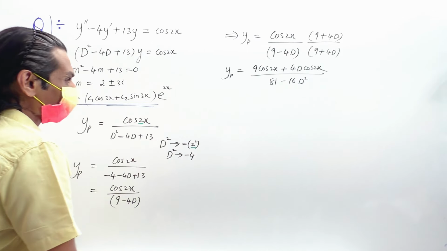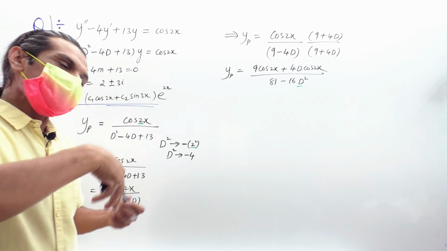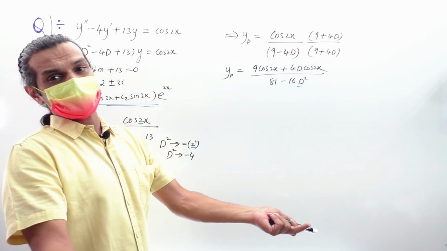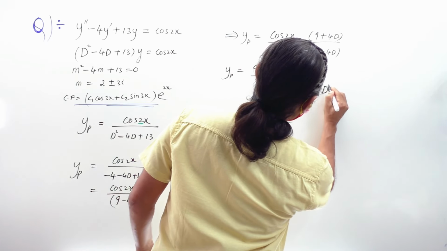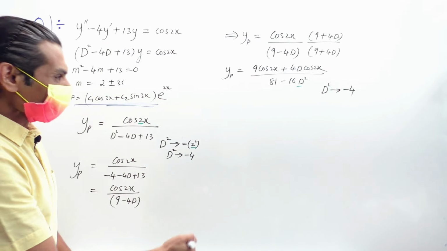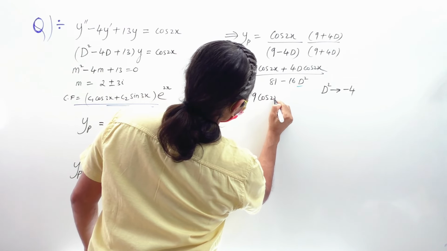See here, I got D square in the denominator. Again, what to do in type number 2? Simple. Replace D square by minus a square. That's it. Only D square by minus a square. So minus 4. That's it. Now let's see the numerator here. So this is 9 cos 2x.